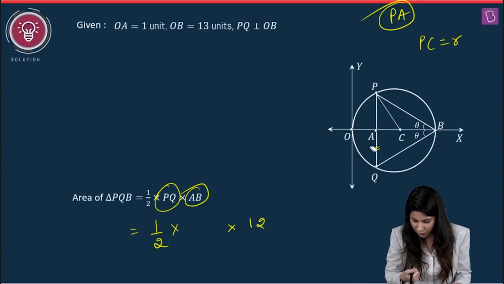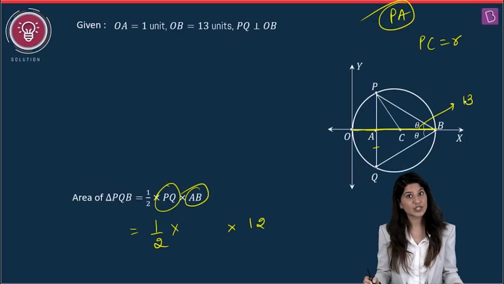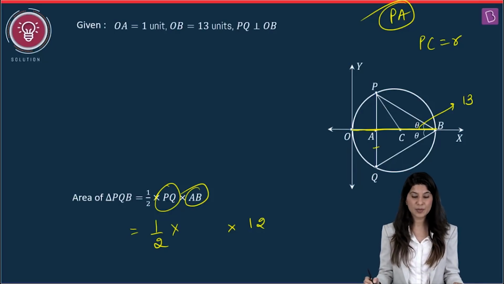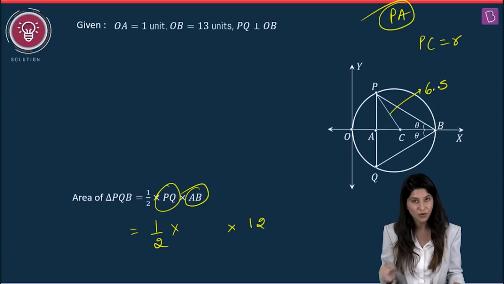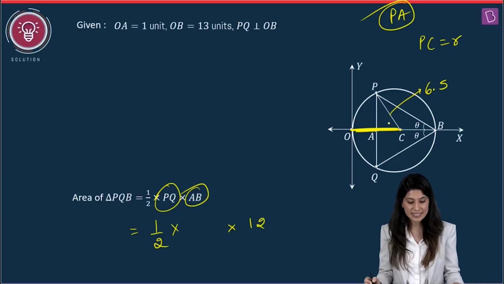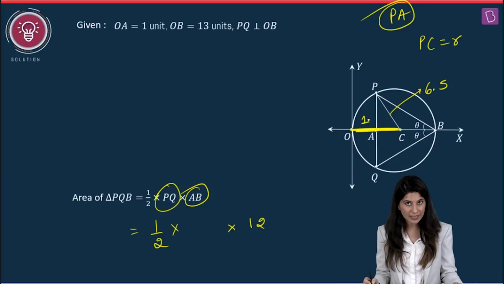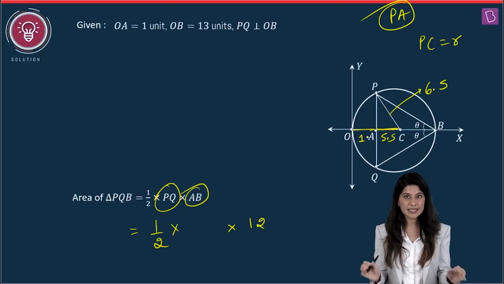Now let's try to find out the radius of this circle. Here we have OB equal to 13, which is the diameter. That means radius would be 6.5. Radius PC would be nothing but 6.5. All right, that is cool. That means OC is also 6.5, isn't it? And we all know OA is 1. That means AC over here would be 5.5. Yes.